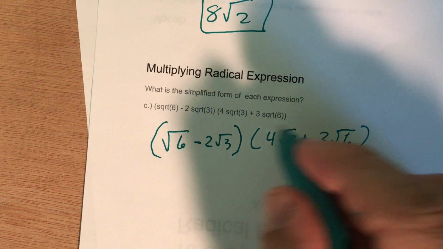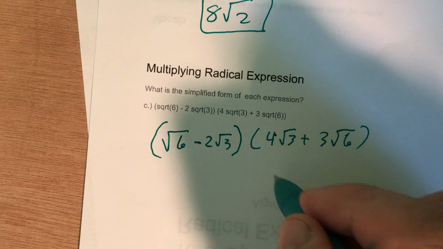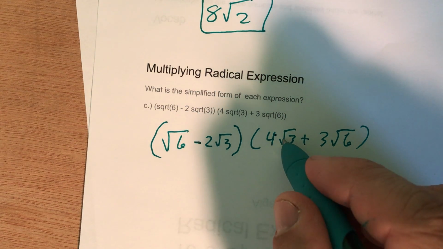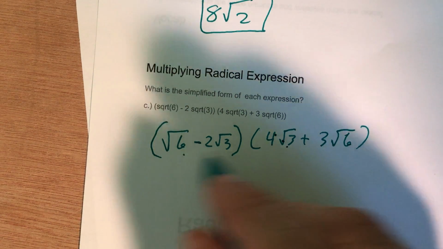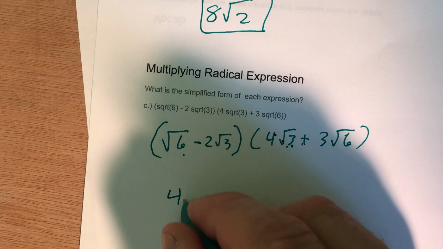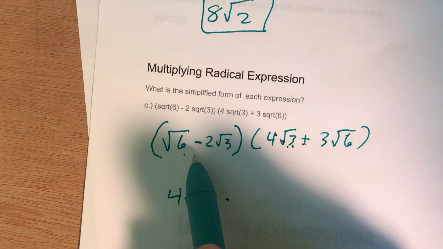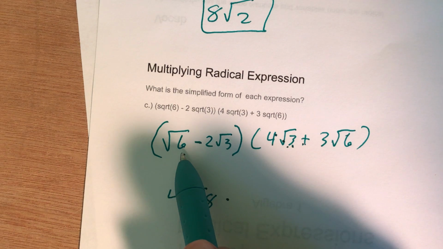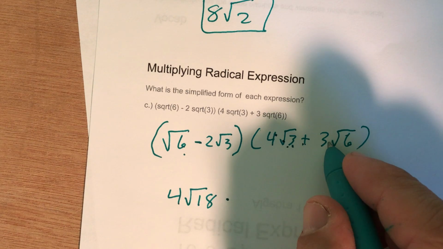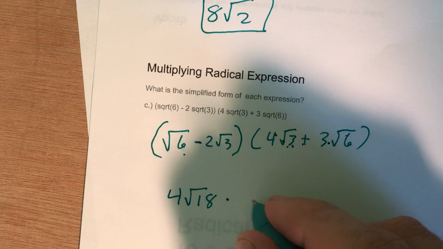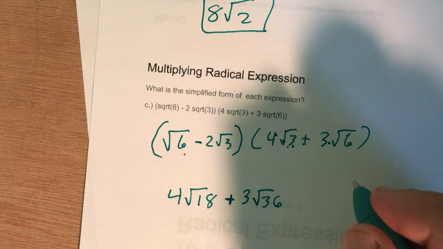Okay, FOIL these, so you'll first, you're going to get 4 square root 3 times square root of 6. Well, I can multiply what's in the radicals together. You get 4 square root 18. Okay. Then you do outer, well, you're going to get the square root of 6 times 3 square root of 6. Multiply what's in the radicals together, so you get 3 square root of 36. That's added on.